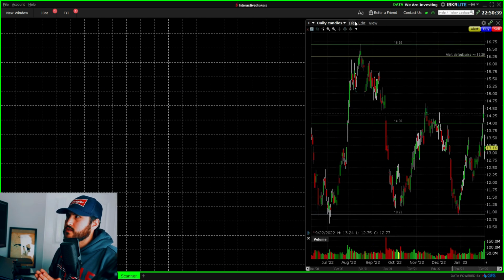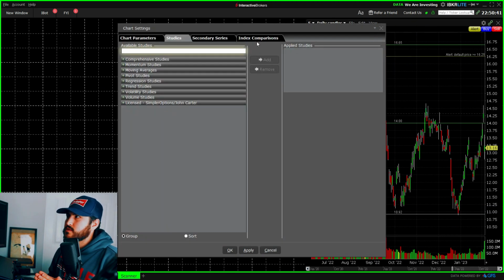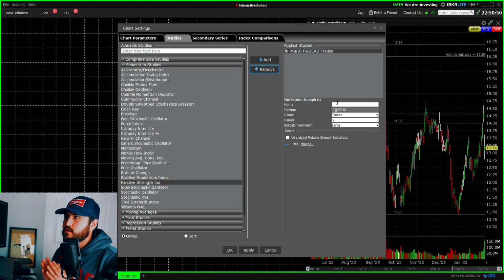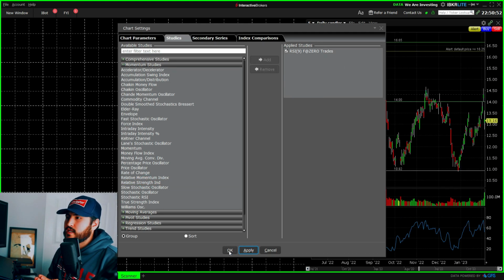I'm going to remove volatility, and I'm also going to add some stuff in here. So we're going to go to studies. I'm going to go to momentum study, and I'm going to add the relative strength index. We're going to click on that. We'll click on add, and we'll keep that setting the same.